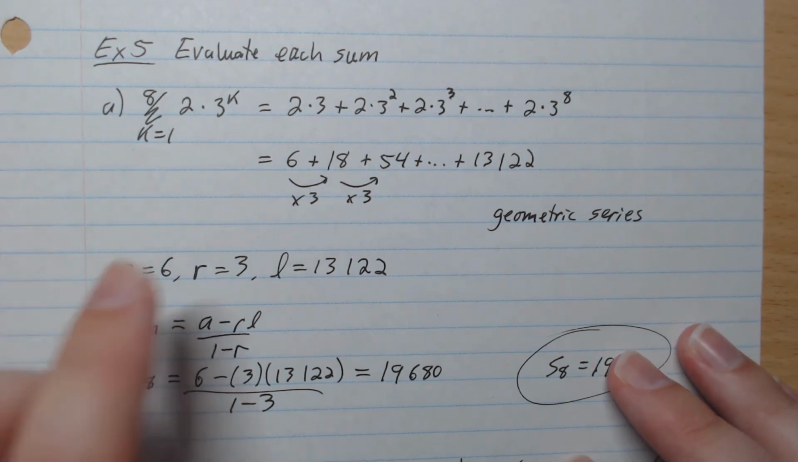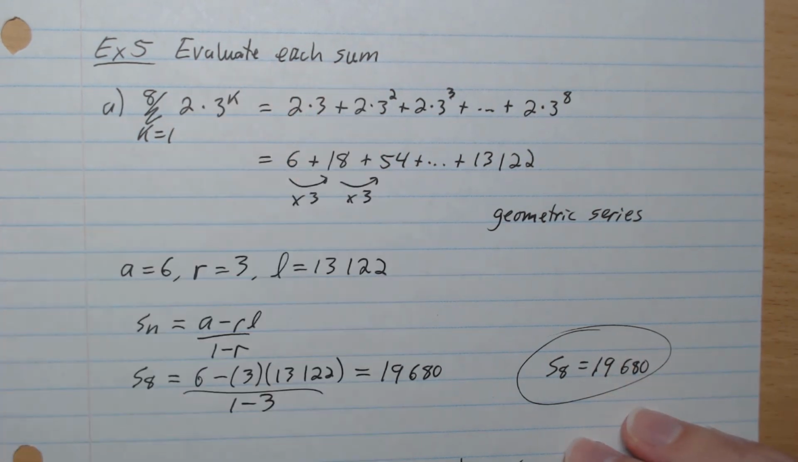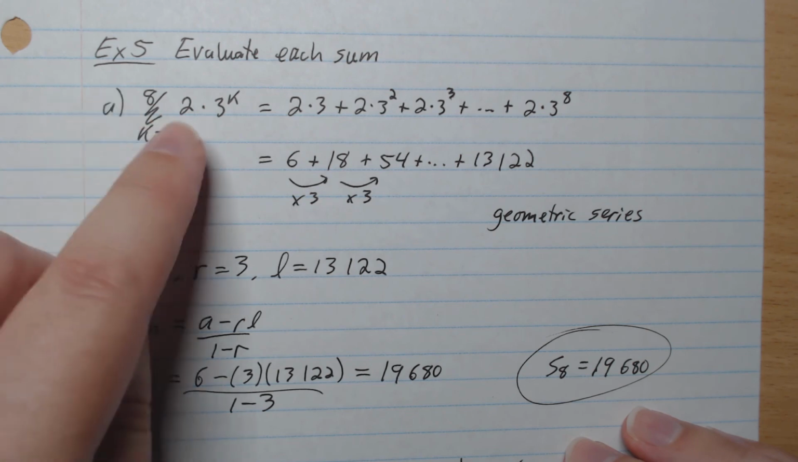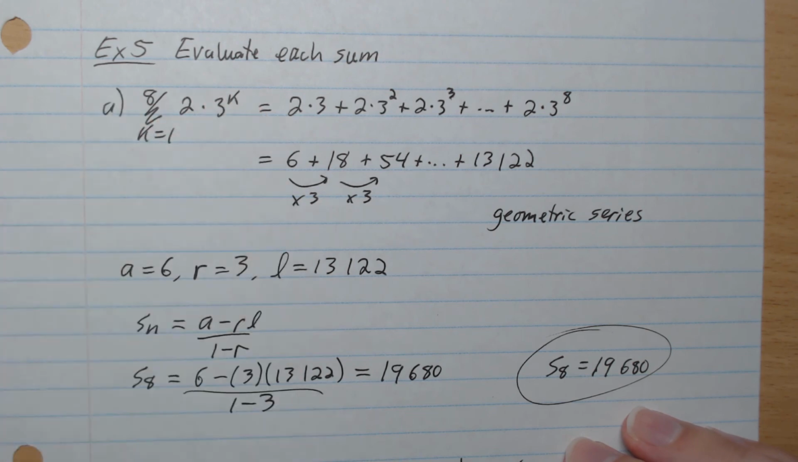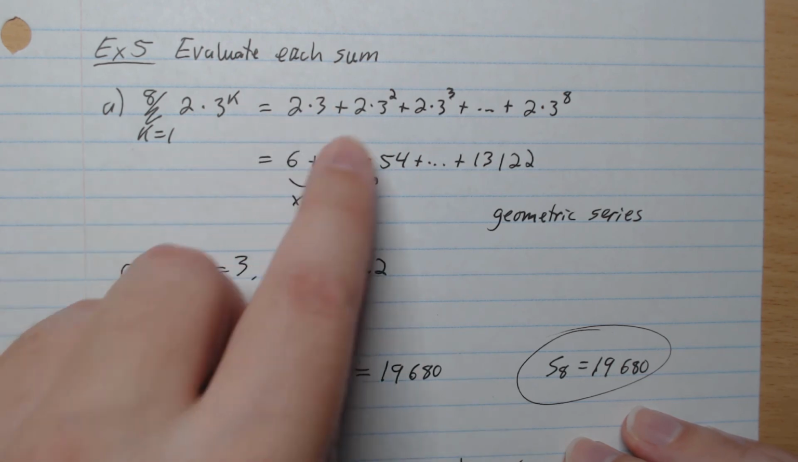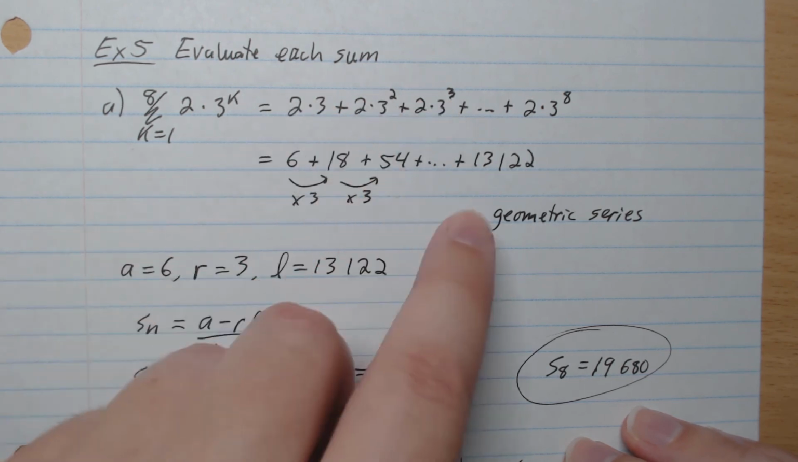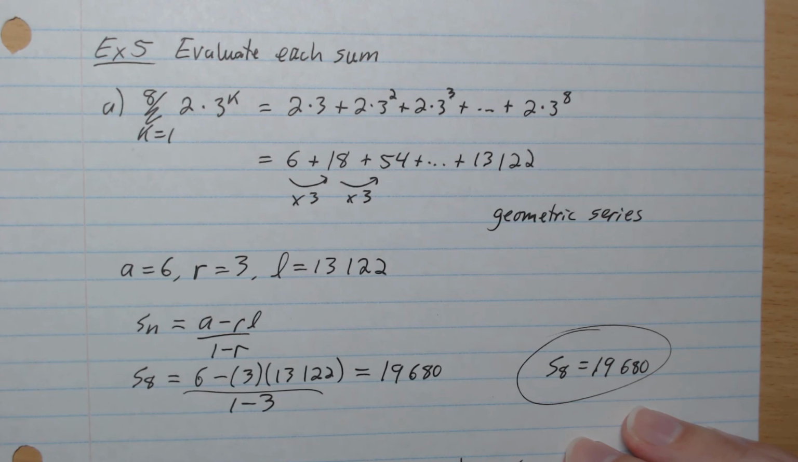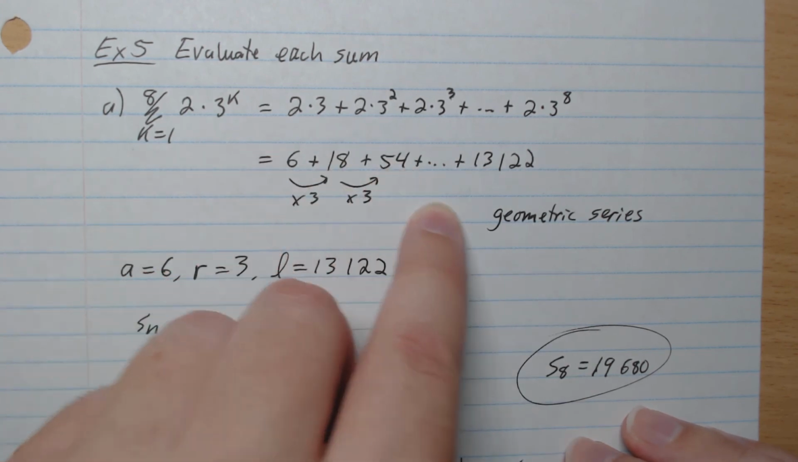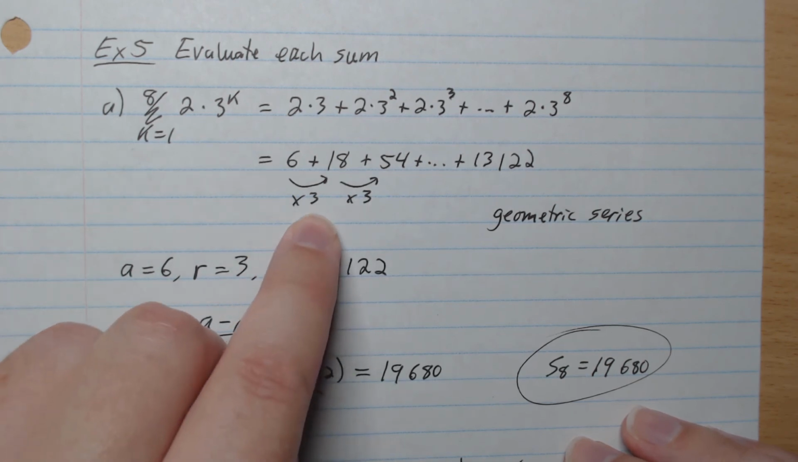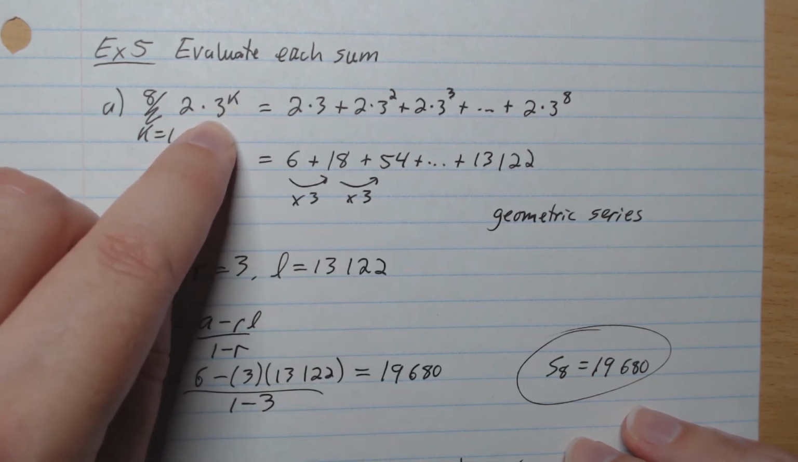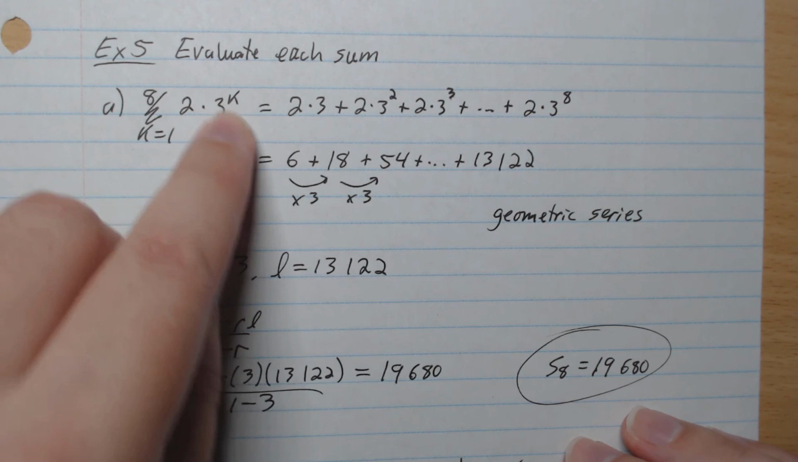Okay, example 5, evaluate each sum. So here we have a sum from 1 to 8 of 2 times 3 to the k. Let's expand that. This is what it looks like. Compute that. We get 6, we get 18, 54, all the way to 13,122. We notice that it's a geometric series, times 3, etc. This times 3 is what's underneath the k, like that, right? The base of the exponent.